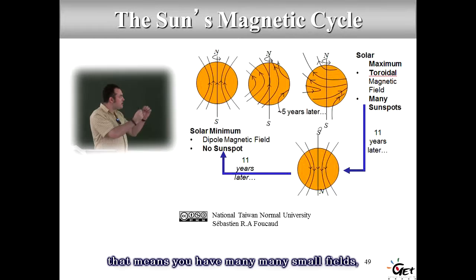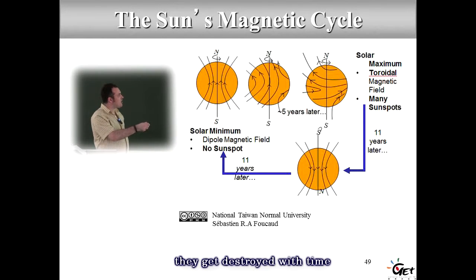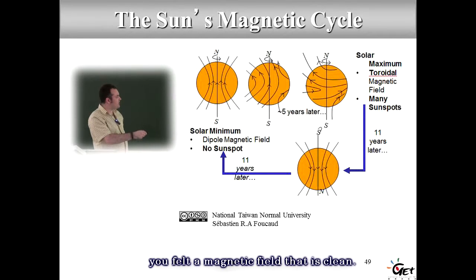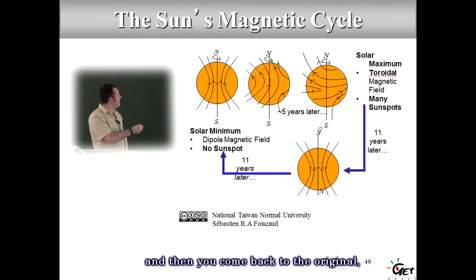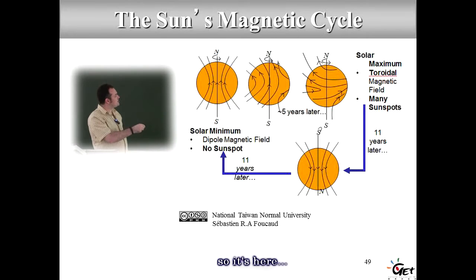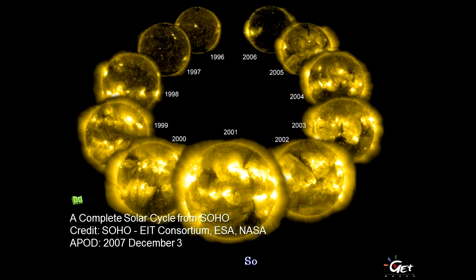So that means you have many small fields. They get destroyed with time, and after 5 years, you get a magnetic field that is cleaned. And then, due to differential rotation, it gets messed up again, and then you come back to the original. So it's 5 years, and here it's 11 years. So if you take a picture of the Sun every 11 years, you will really see the cycle.